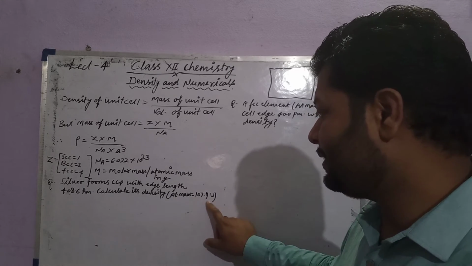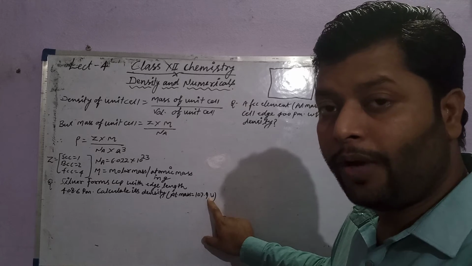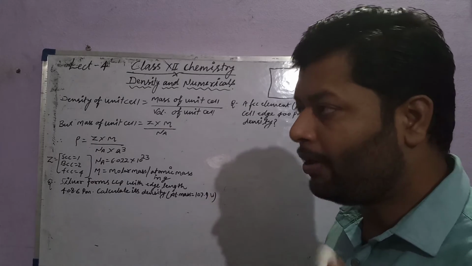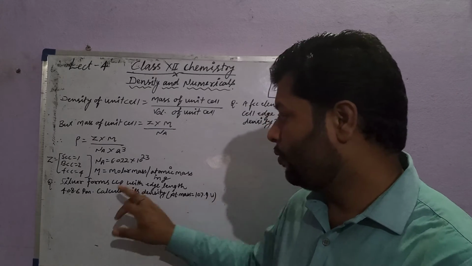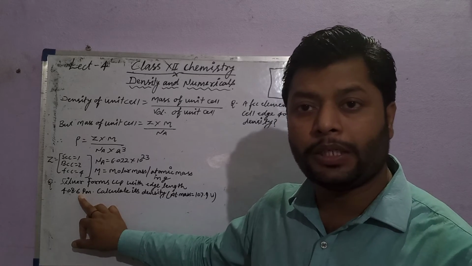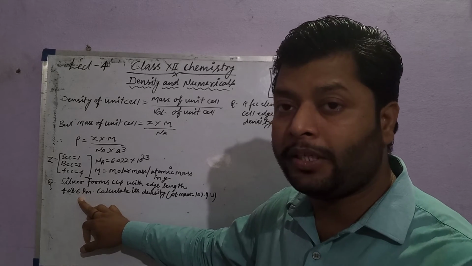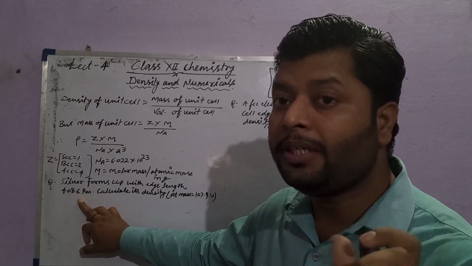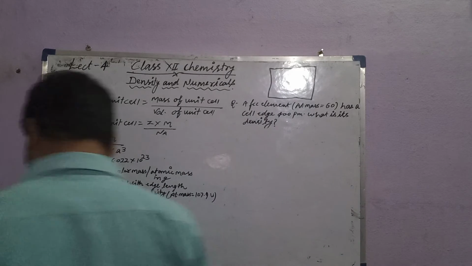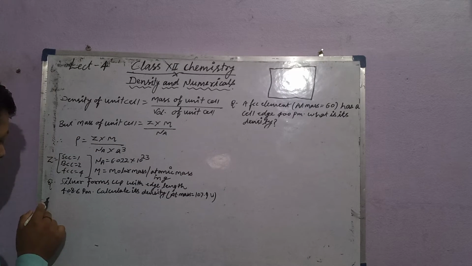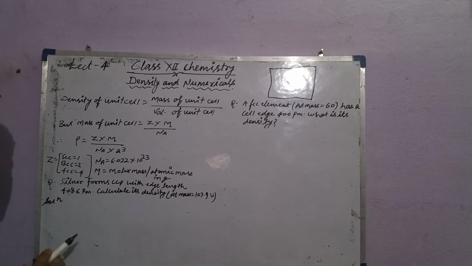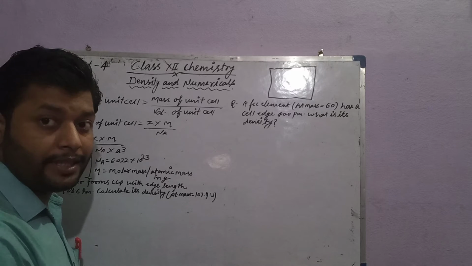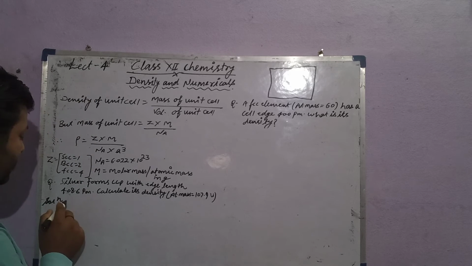Remember, atomic mass is given in unified mass. You have to calculate in gram. One more thing that is important: whenever the edge length is given in picometer, you will only convert picometer into centimeter, not into meter. 1 picometer equals 10 to the power minus 10 centimeter.